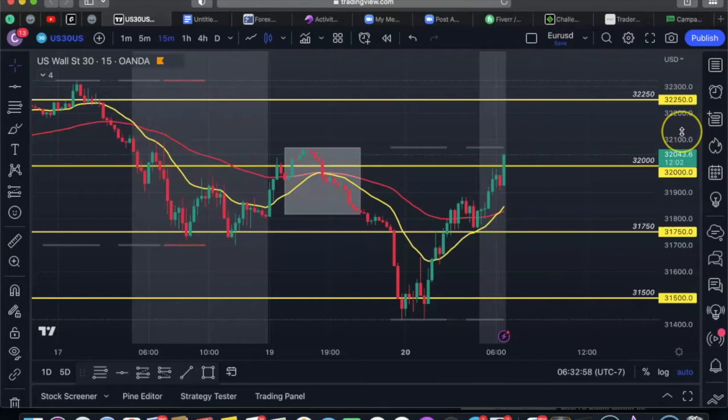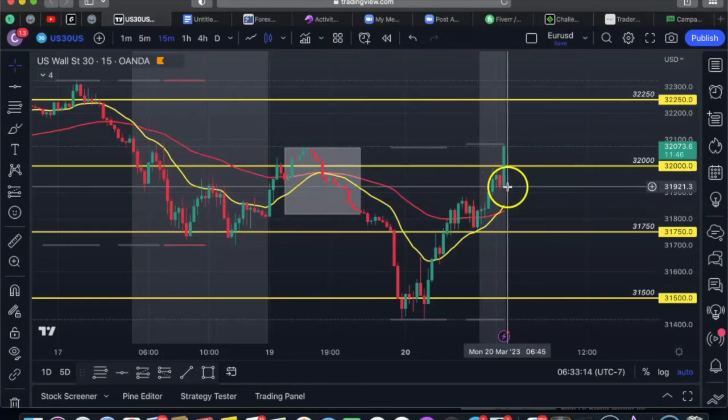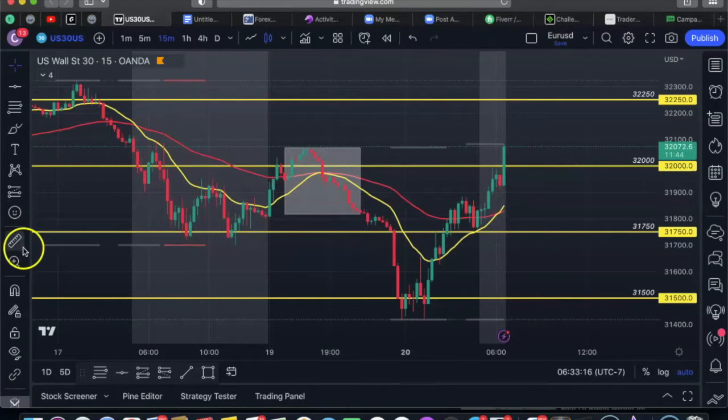This is not a Forex pair. You guys have to be cautious when you are trading this, and you guys need to understand that it is a different ballgame than Forex pairs and even gold too. So definitely be cautious.